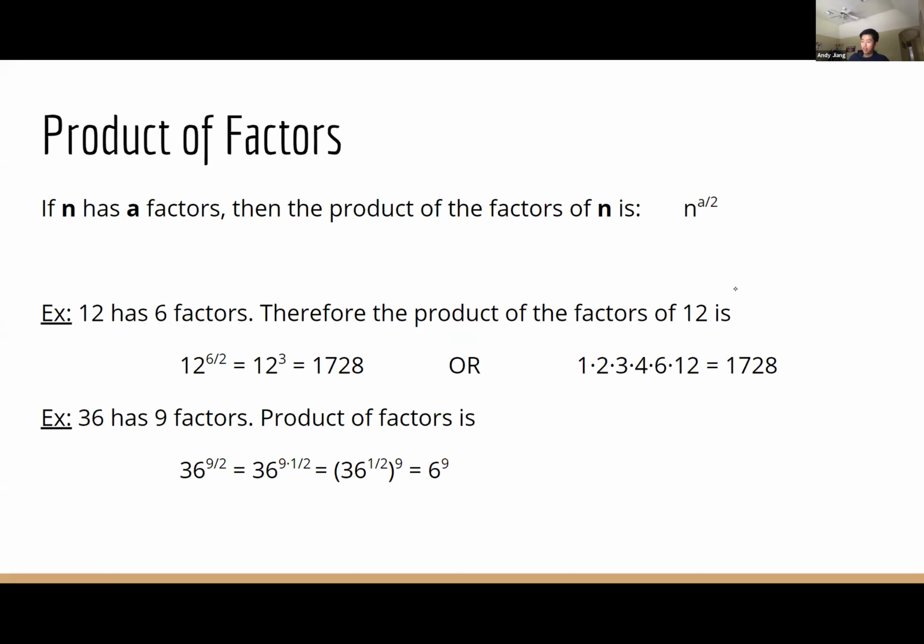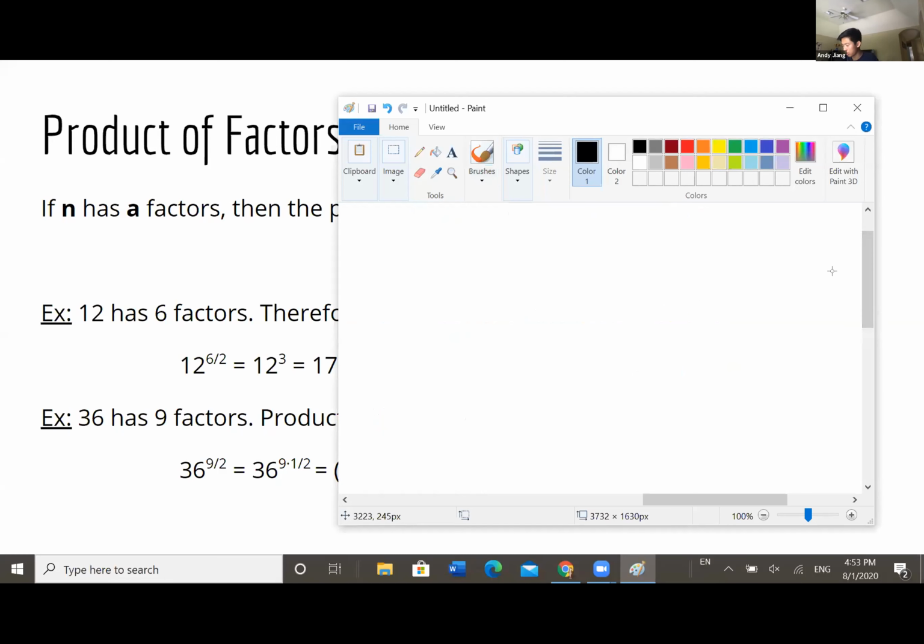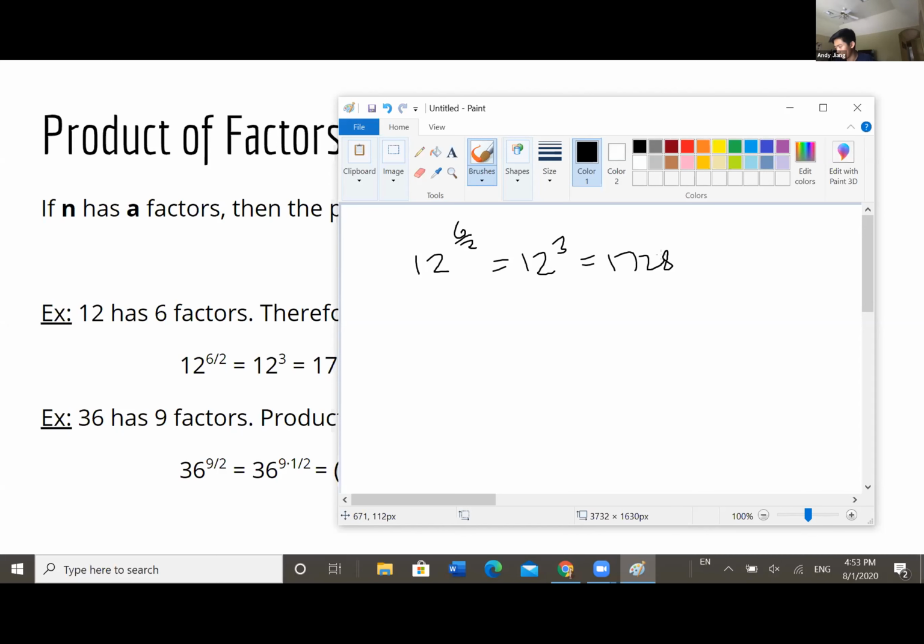And I guess we'll only get to this. So for the product of factors, the formula is n to the a over 2 if a is the number of factors. So this directly uses what we were just doing. Here n is the number, a is the number of factors. For example, if my number is 12, then the number of factors would be 6. We did this before. And the formula would be 12 to the 6 over 2, or 12 cubed, is 1728.